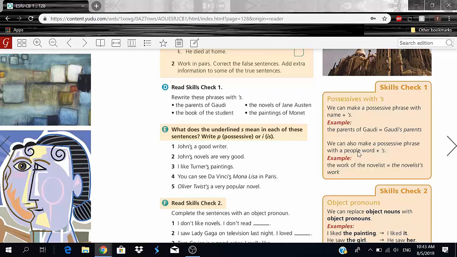Or we could also make a possessive phrase with a people word, okay? So not just a name, but a people word plus an apostrophe S. So for example, the work of the novelist equals the novelist's work, okay? If I'm talking about something that usually belongs to someone, I could say it this way, okay? So the work of the novelist, the novelist's work, okay?